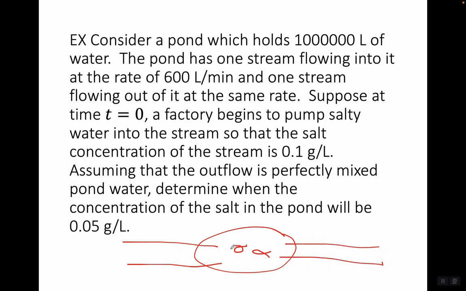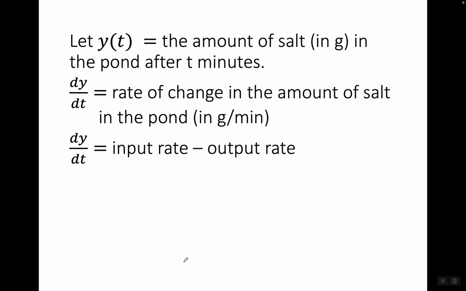Suppose at time t equals 0, a factory begins to pump salty water into the stream. Okay, in other words, into that first stream. Here's our factory. It's got this gross outflow of salty water. Pump salty water into the stream so that the salt concentration of this stream is 0.1 grams per liter. Assuming that the outflow is perfectly mixed pond water, determine when the concentration of salt in the pond will be 0.05 grams per liter.